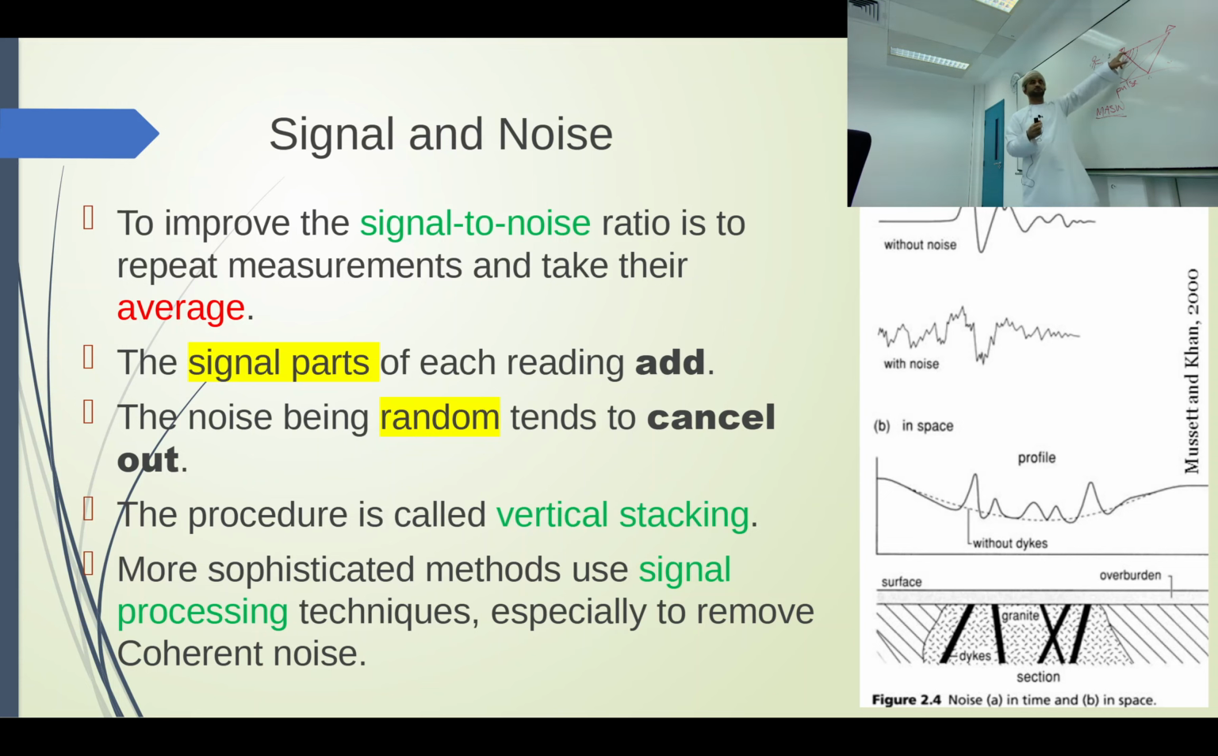If you don't remove this multiple, the geologist will think that there are how many interfaces? Two different interfaces. However, in reality, there is only one interface. The other one is a multiple. Yes?